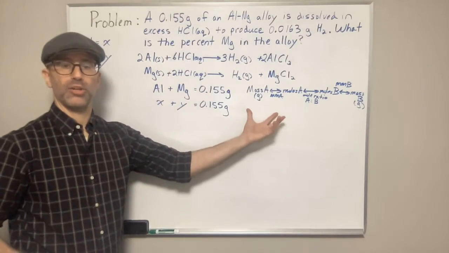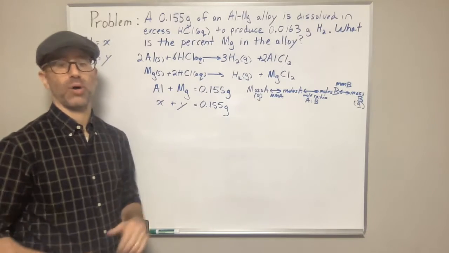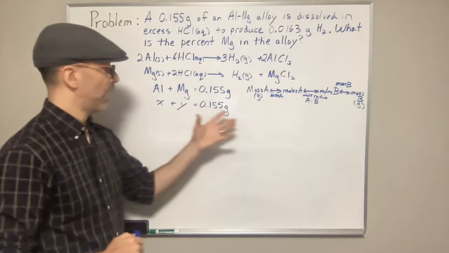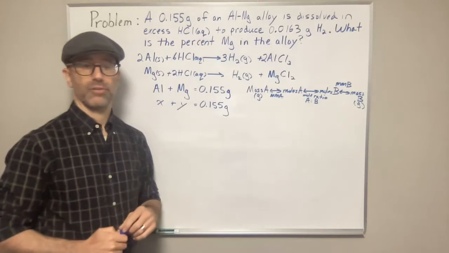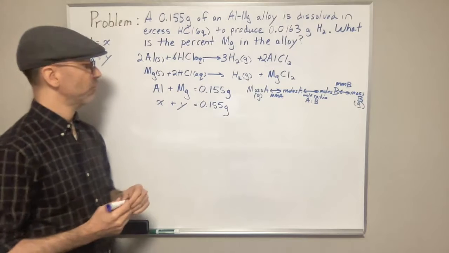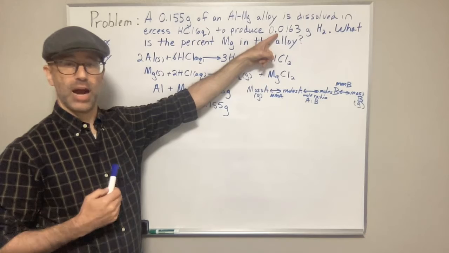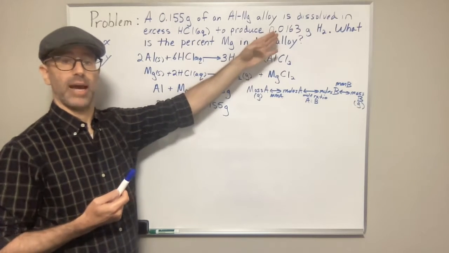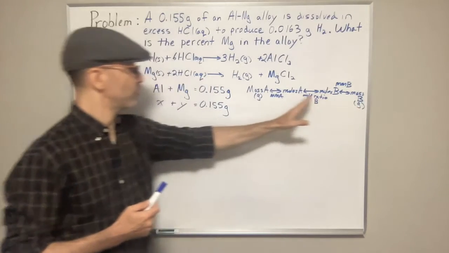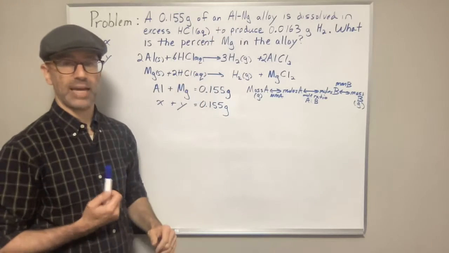So all we need to do is set up our conversion factors using what we know, and we're going to have to use X and Y to do that to figure out the amount of hydrogen that was formed. So if we had the numbers, we could figure out how much hydrogen gas was formed and work backwards from the mass of our hydrogen gas to the mass of our metal. But since we have a mixture of metals, it's not going to be that easy.